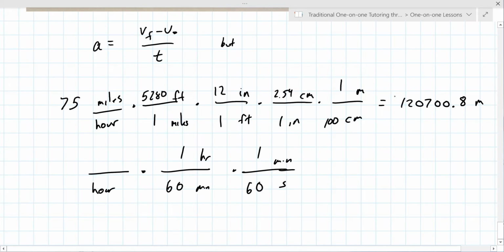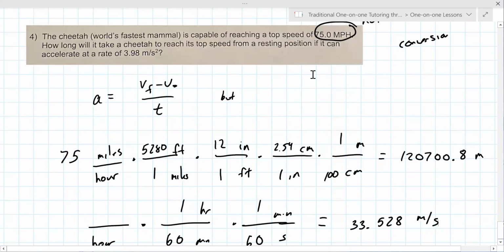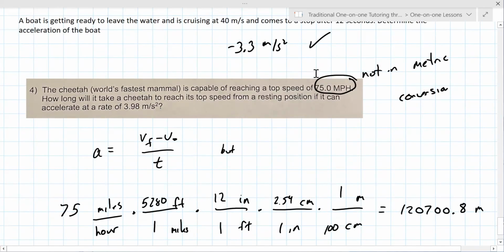So essentially, you're going to take this number you just found and divide it by 60, and then divide it by 60 again. When you do all that, you get 33.528 meters per second. Let me know if you need me to clarify anything on that or go through it again. That okay? All right. So that's its top speed, so that's its V final.